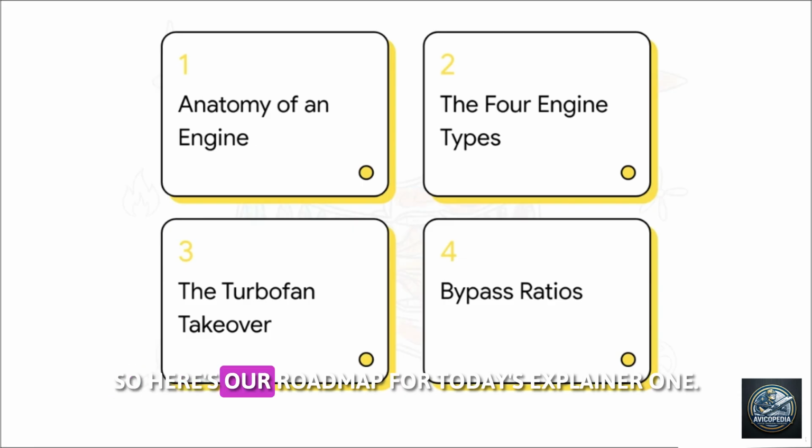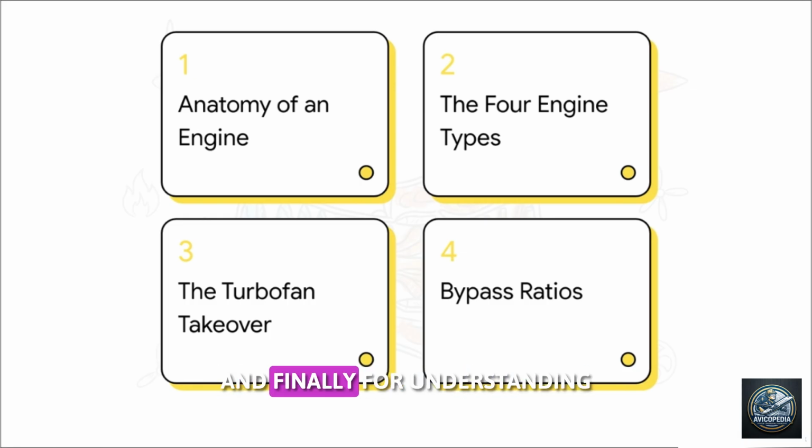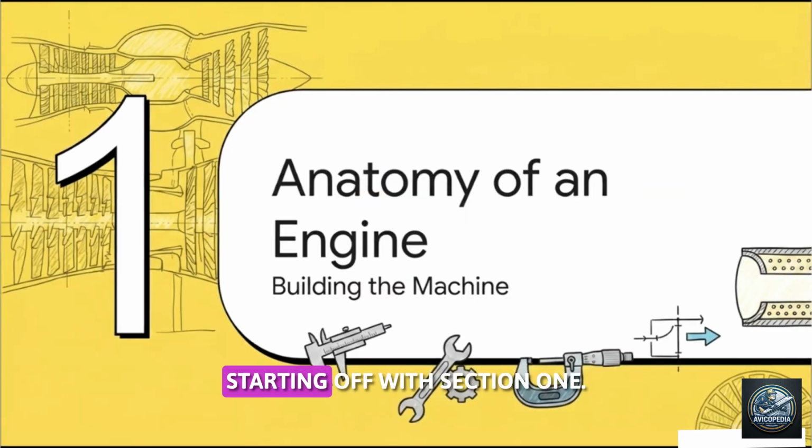So, here's our roadmap for today's explainer. 1. Anatomy of an engine. 2. The 4 engine types. 3. The turbofan takeover. And finally, 4. Understanding bypass ratios. Starting off with Section 1, Anatomy of an engine, building the machine.